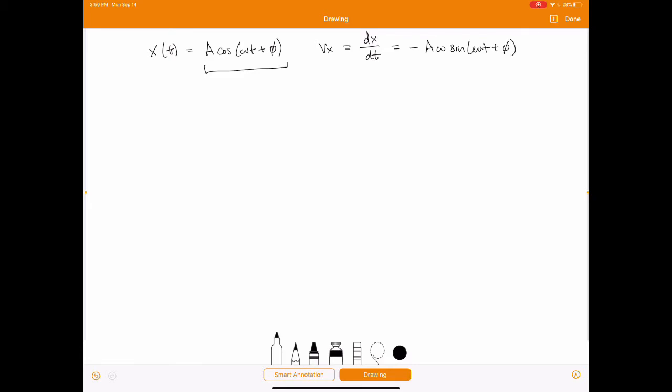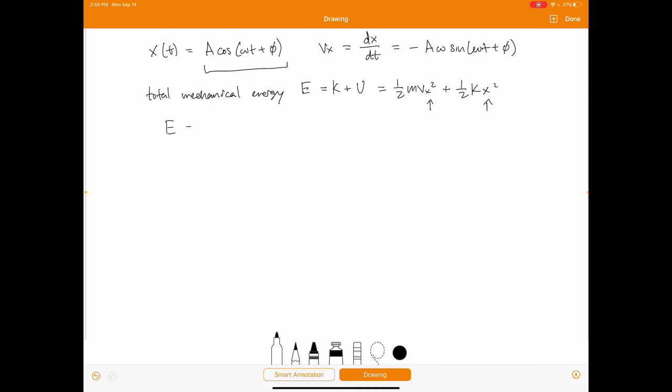And so therefore the total mechanical energy, we use E to represent that, which is equal to K plus U, gives us this. We have 1/2 mv squared for the kinetic piece, and then we have 1/2 kx squared for the potential. So we'll just directly substitute the velocity and the position that we just worked out.